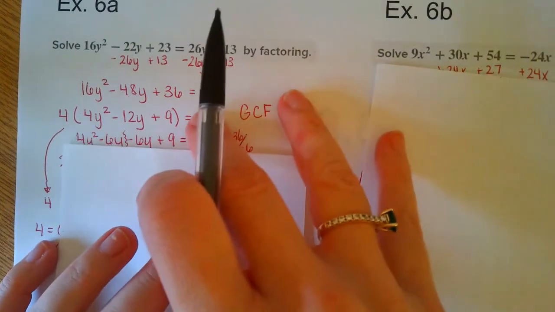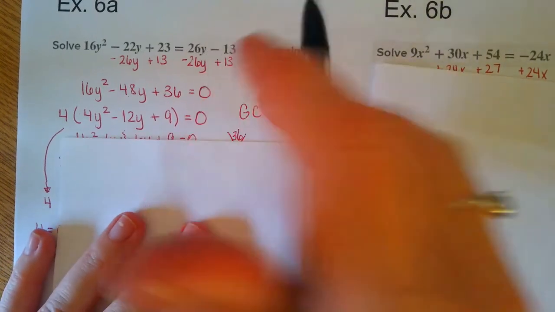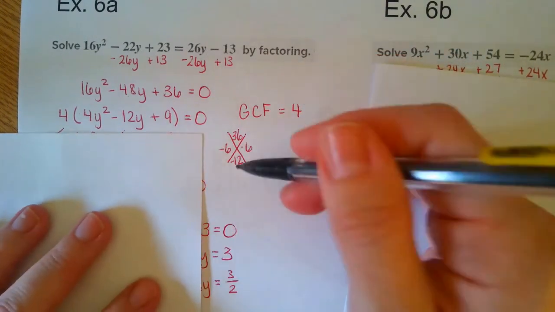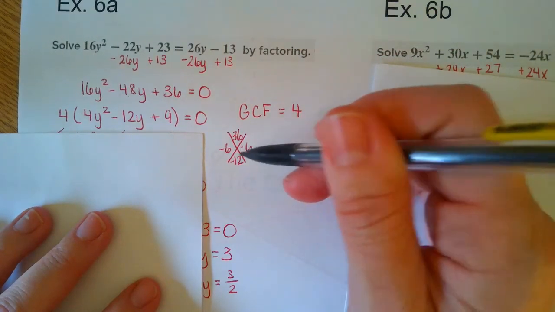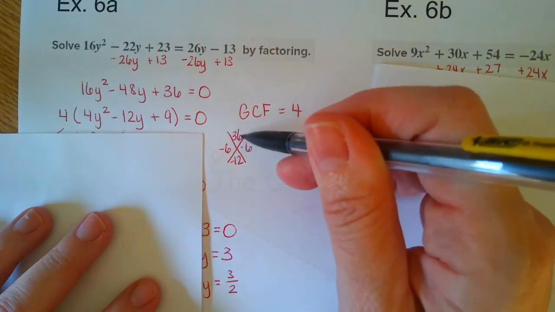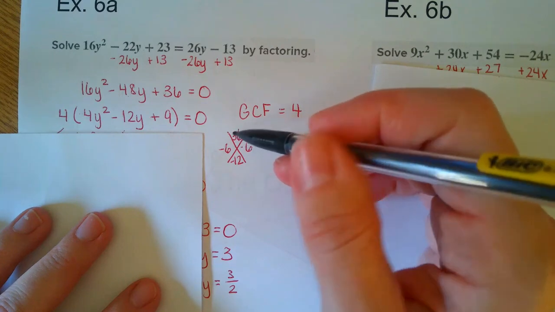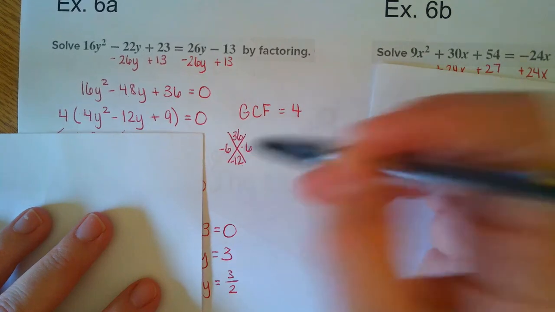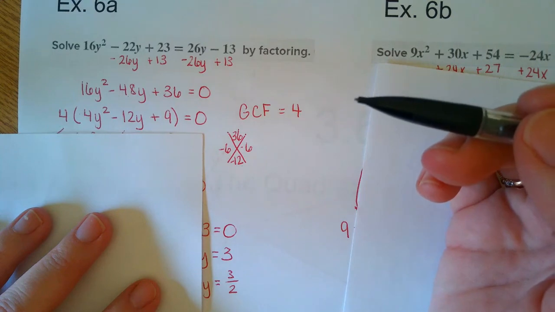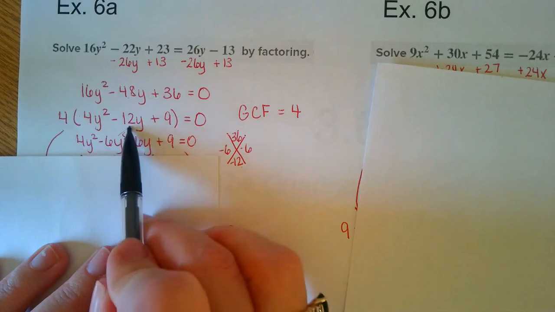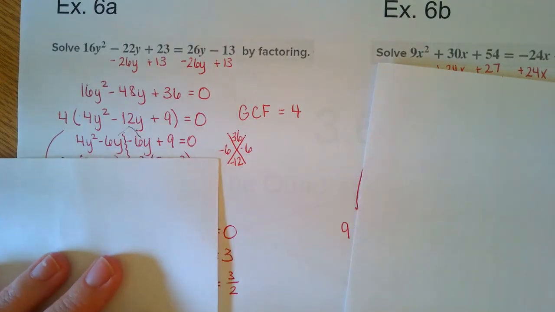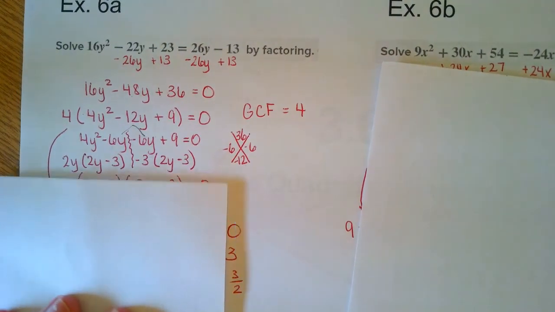So I'm looking at this 4y squared minus 12y plus 9, and I'm going to do my x. So a times c, my b. This is another case where you have that perfect square. I'm going to use 6 and 6 so that I can get that 12. That's where this comes into play. So I'm going to split it into my two pieces, and then I'm going to do my greatest common factor.